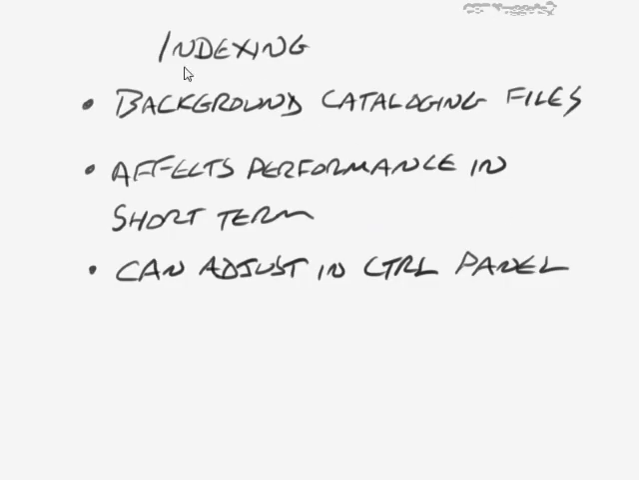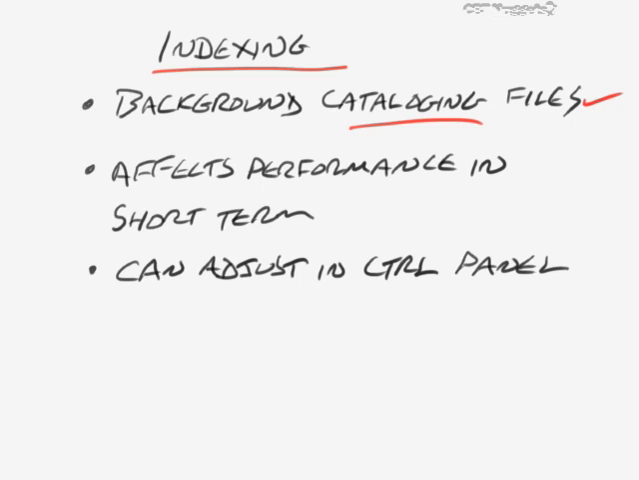Let's also address indexing, and I don't think this is something you need to know about in great depth for the A+ exam, but just know at least what it is and where to configure it. What this basically is, it's kind of a background cataloging of the files on your system, and it also includes things such as internet history. Now, what's the usefulness of this? This will help us to find files faster.